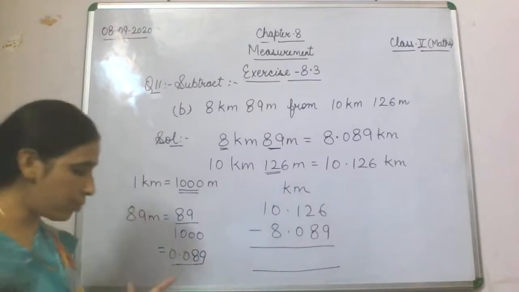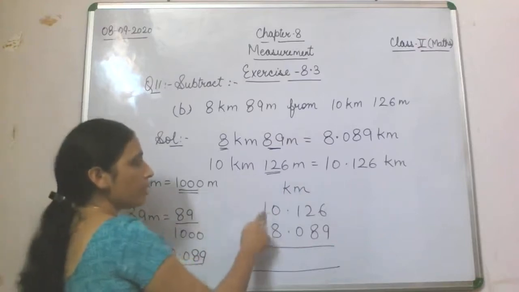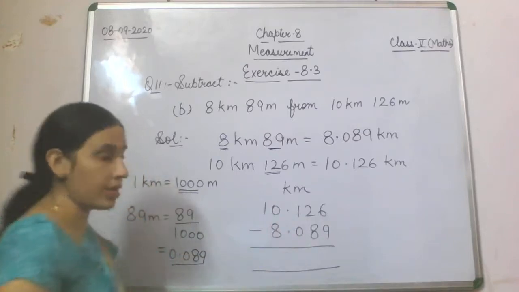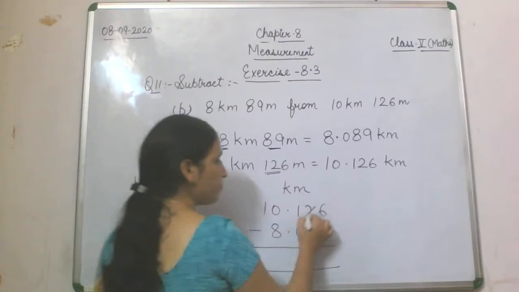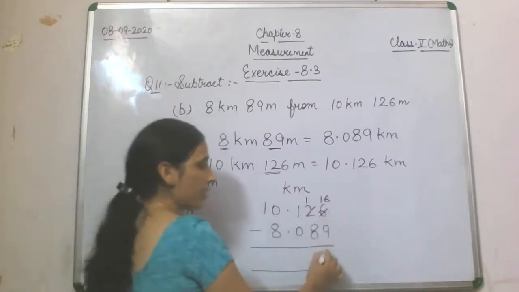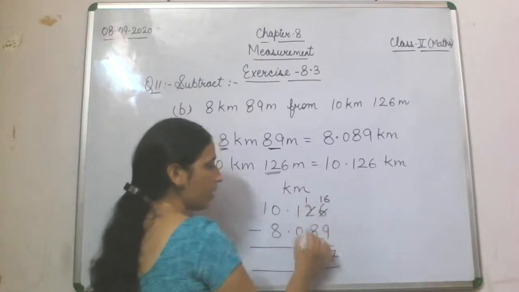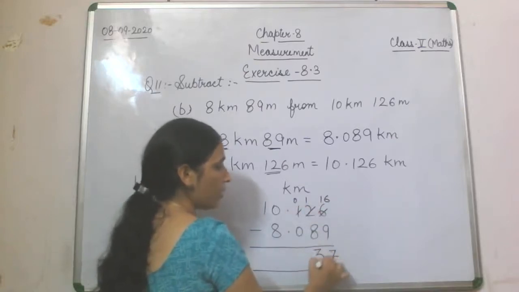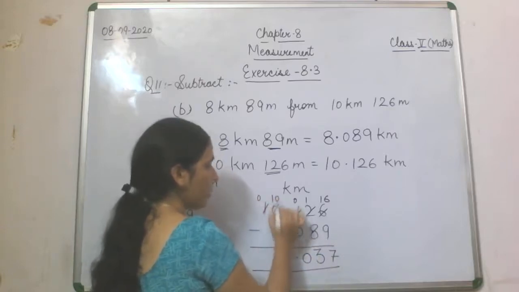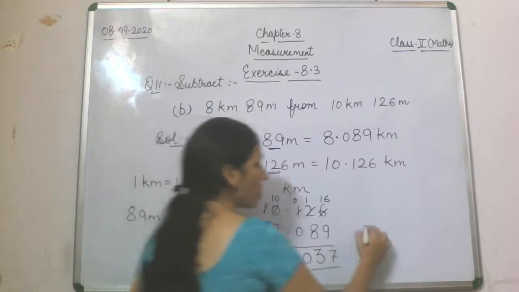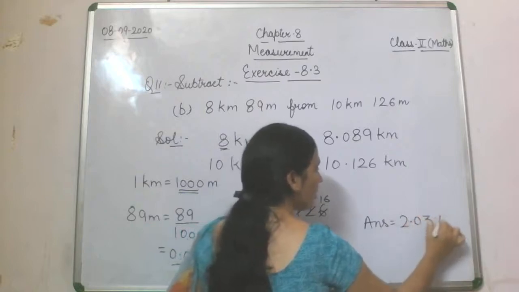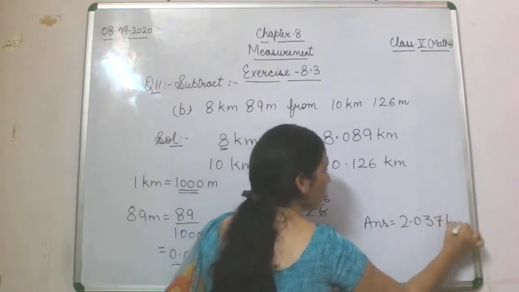so that becomes 10.126. Now 10.126 is the bigger one, so out of 10.126 we will subtract 8.089. Let's start the subtraction. 16 minus 9 is 7. 11 minus 8 is 3. Then this becomes 0 and 10. 10 minus 8 is 2. So the answer will be 2.037 kilometer.